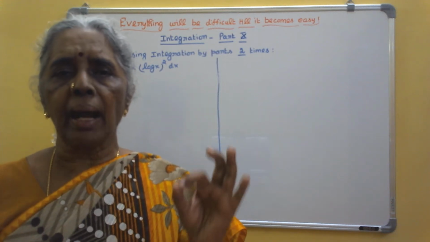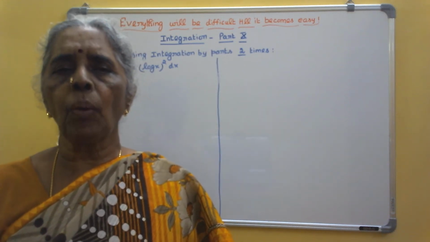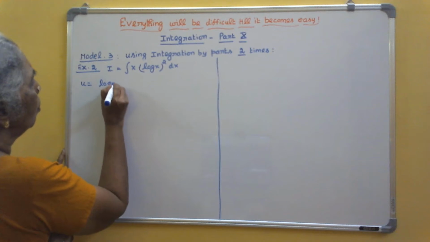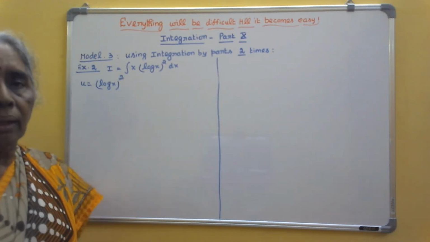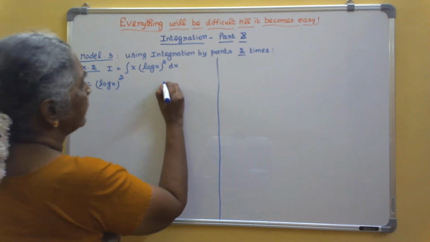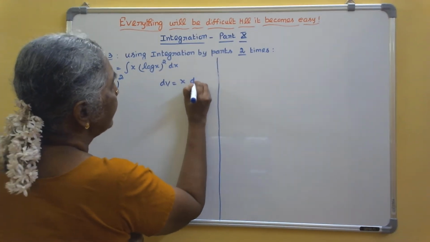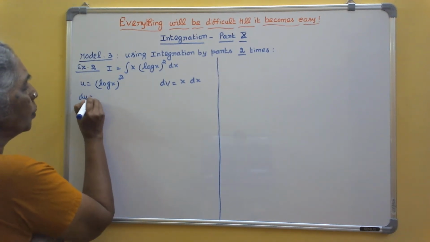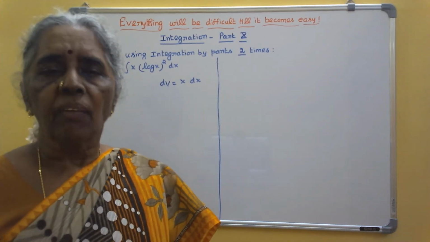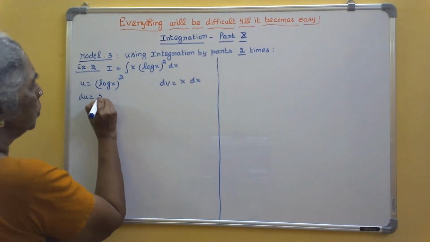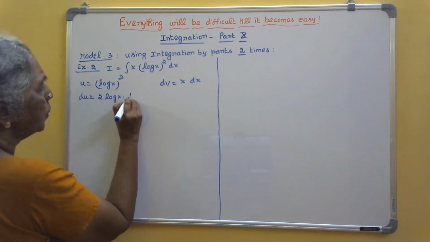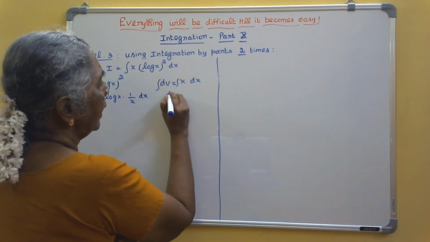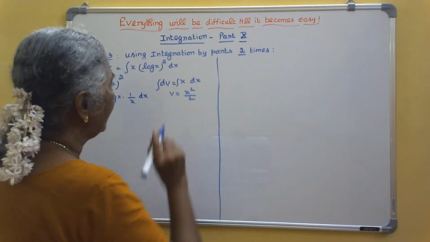So if you apply the ILATE rule, L comes before A, so you will get your u as log x the whole square, right? Then your dv will be x dx. Now let me differentiate the u function. What will I get? Du is equal to, again here chain rule, function of a function. So first 2 log x into 1 by x, then dx. Here you integrate, v is equal to x squared by 2.